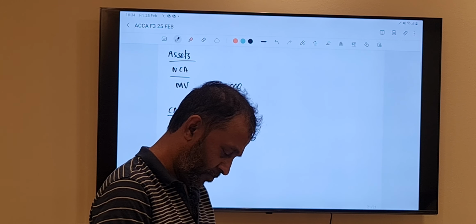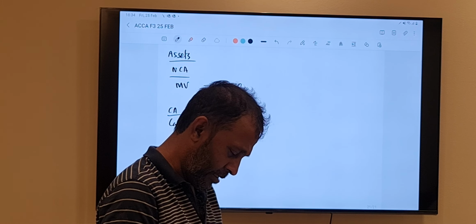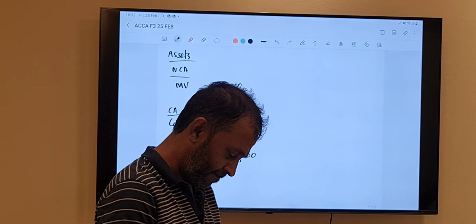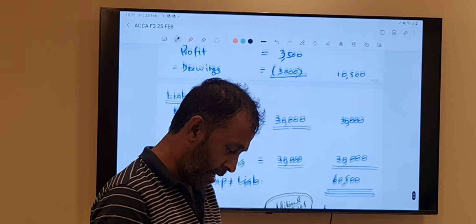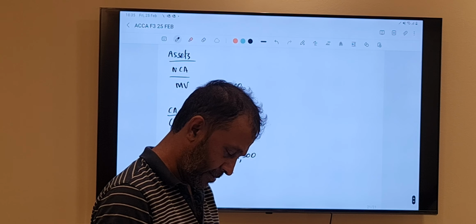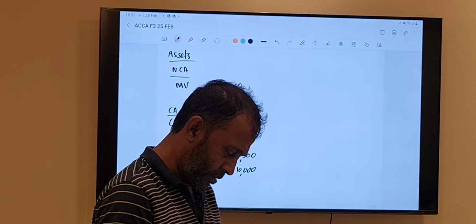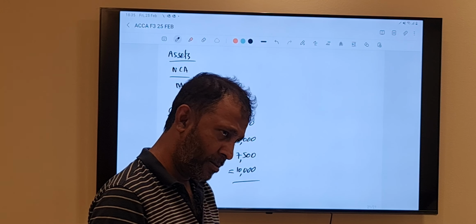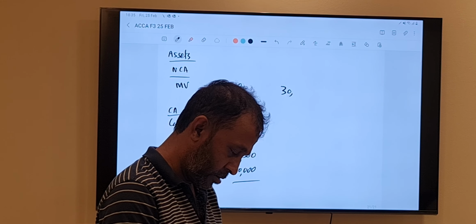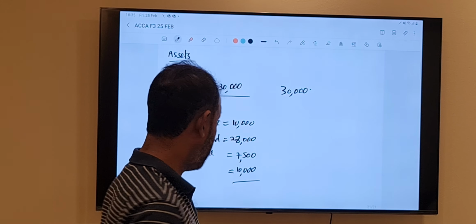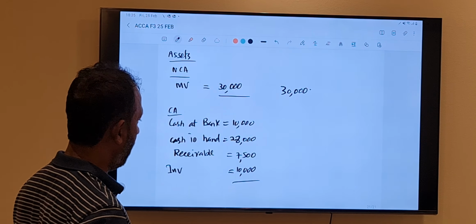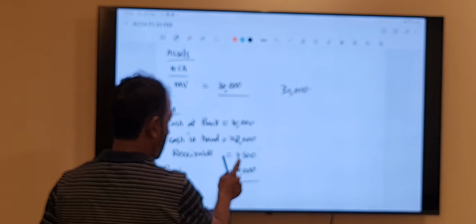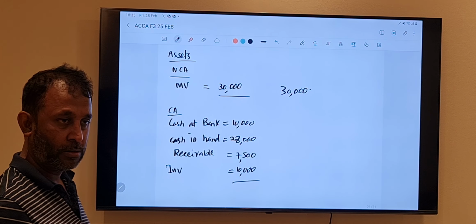So it should be 28,000. Receivable. Any change? No. 7,500. And then inventory. Again, no change. The last inventory, how much? 10,000. Now, please take the total. 10, 20, 48, 55,500. Am I right? Is it 57? No, it can't be. 10, 20, 48, 40 plus 7,500, 55,500.